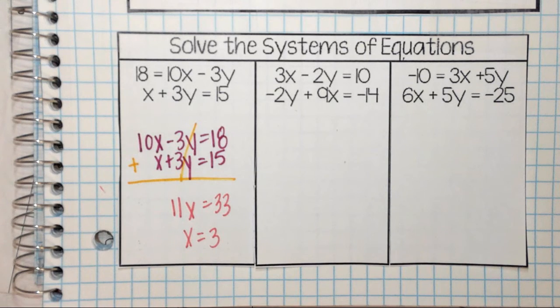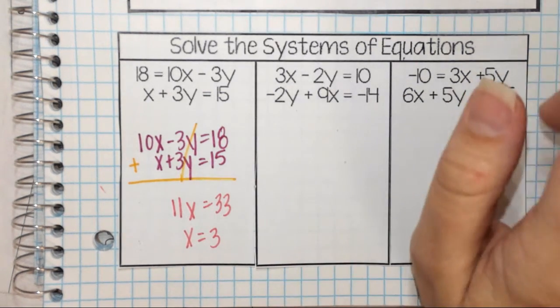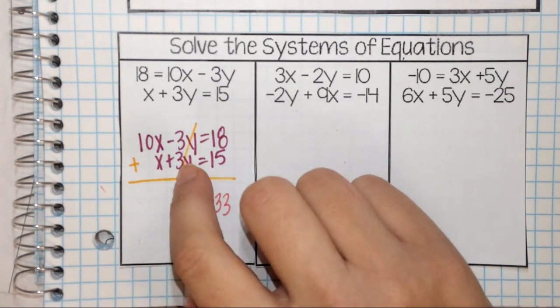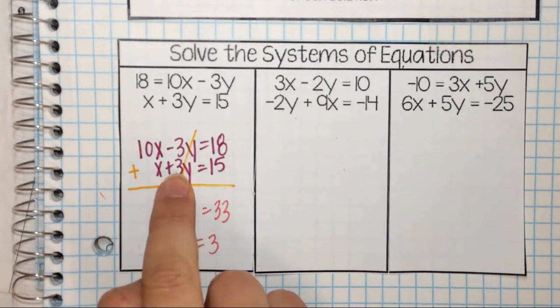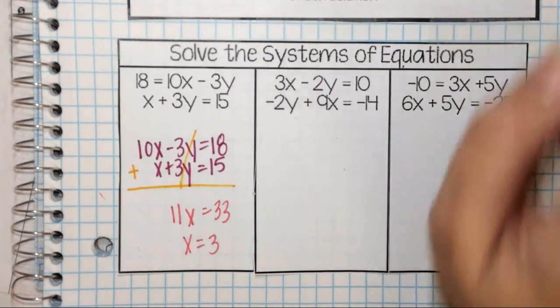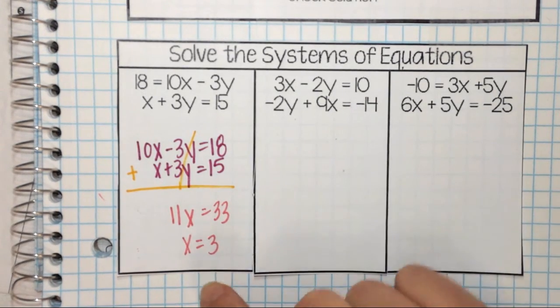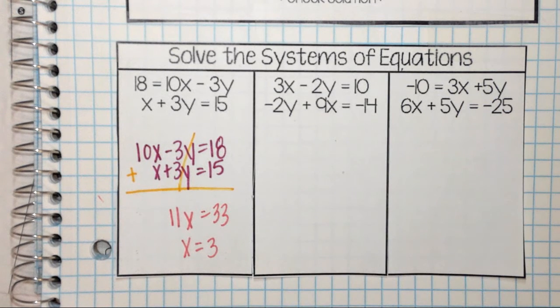Alright, so step 1 was arrange the equations so that they're all lined up. We did that. Step 2 was to multiply if necessary. We didn't do that because we found that we already had opposite coefficients. Step 3 was to add the equations. We did that and we killed y. Step 4 says to solve for the remaining variables. Did we solve for x? We did. So what does step 5 tell us to do up there?